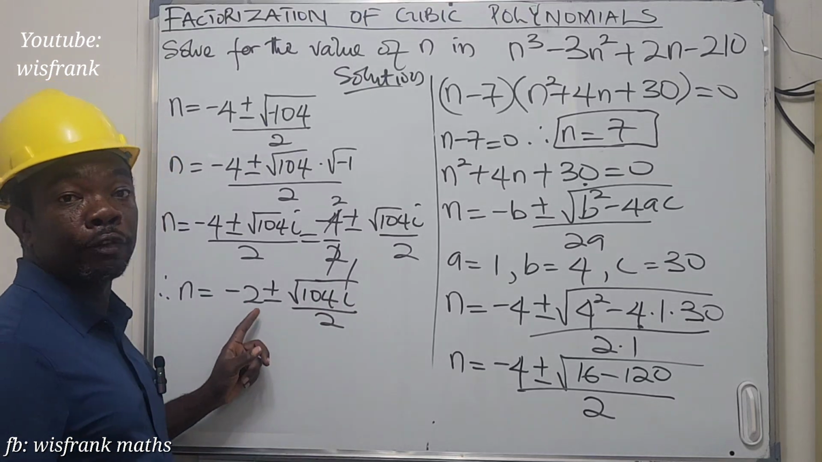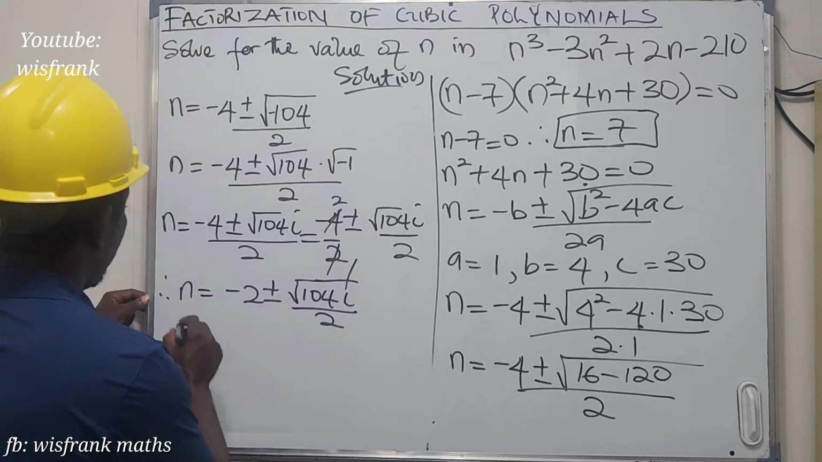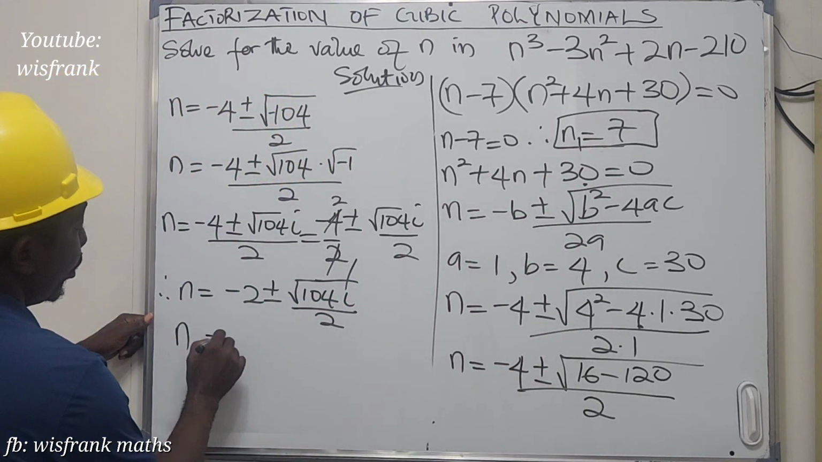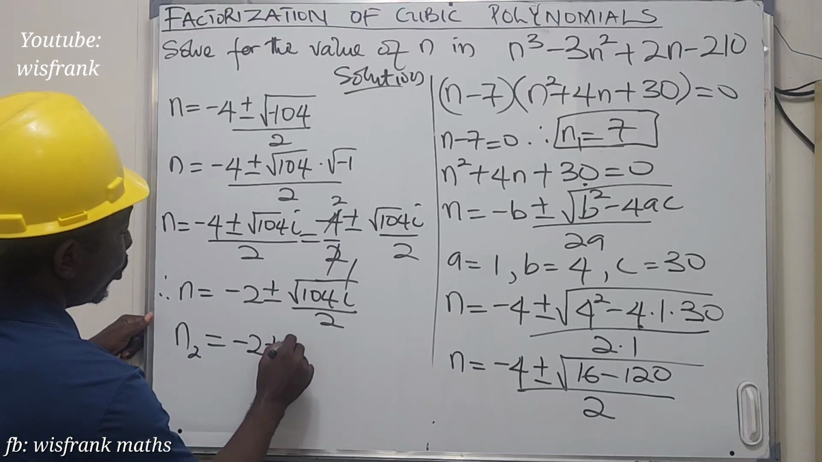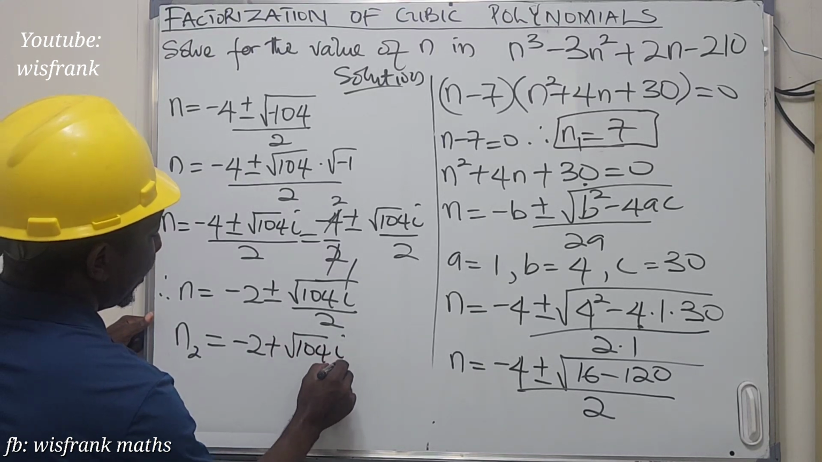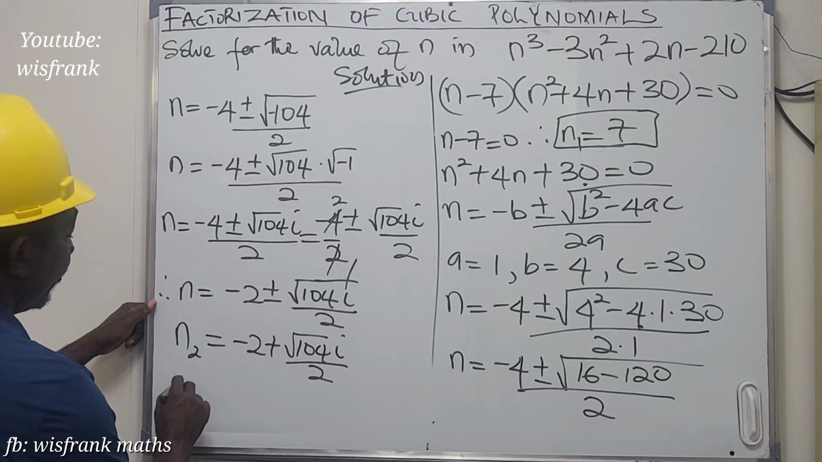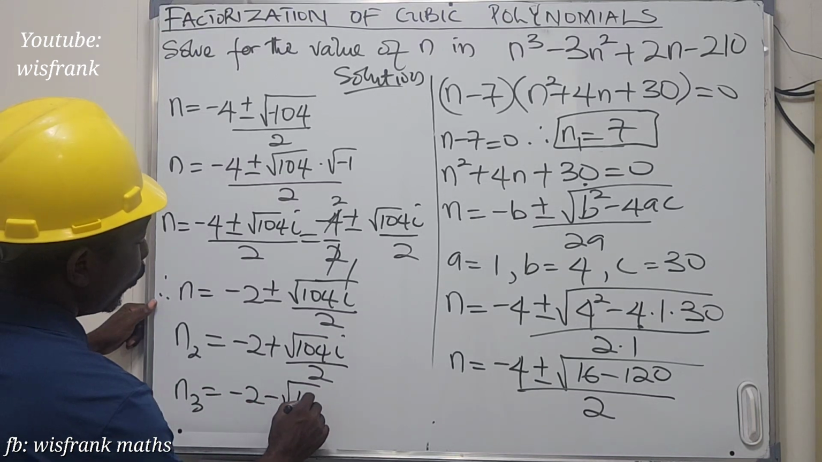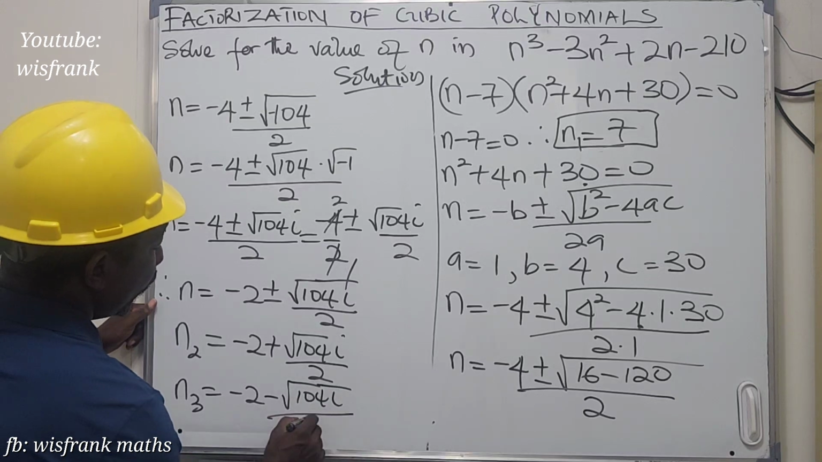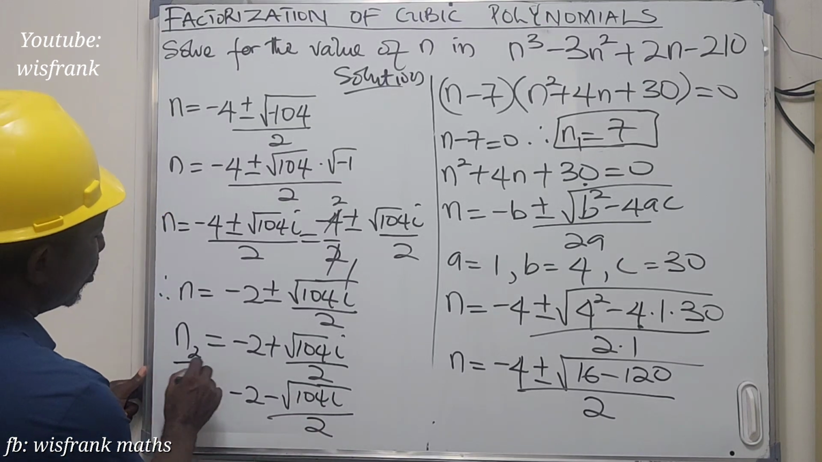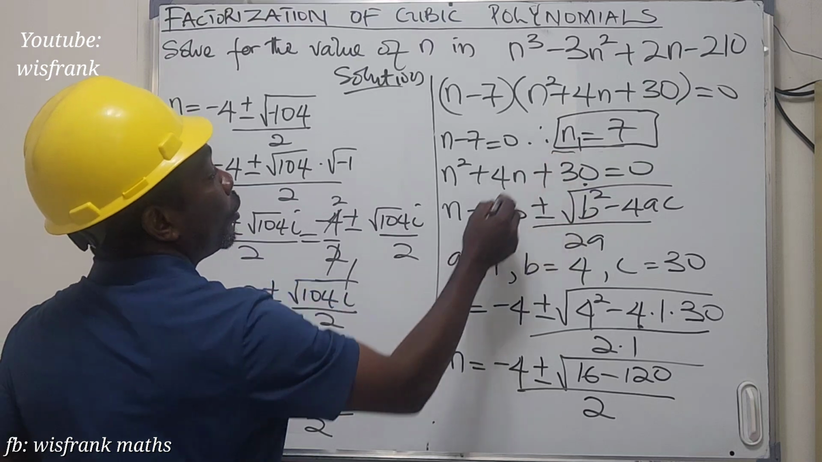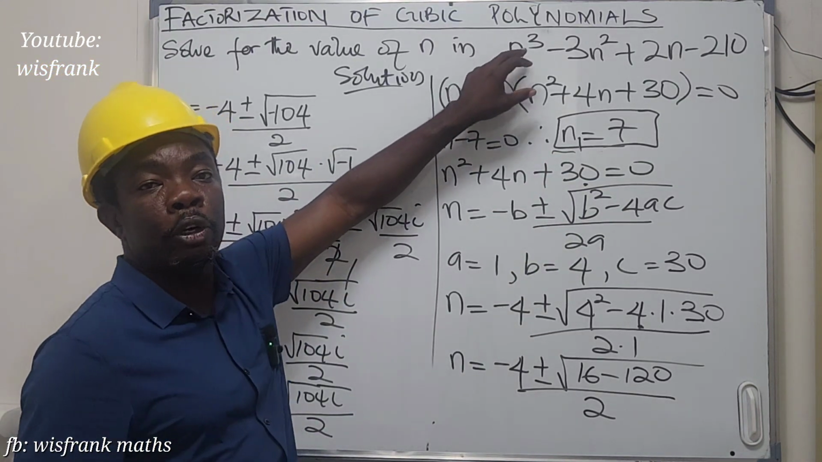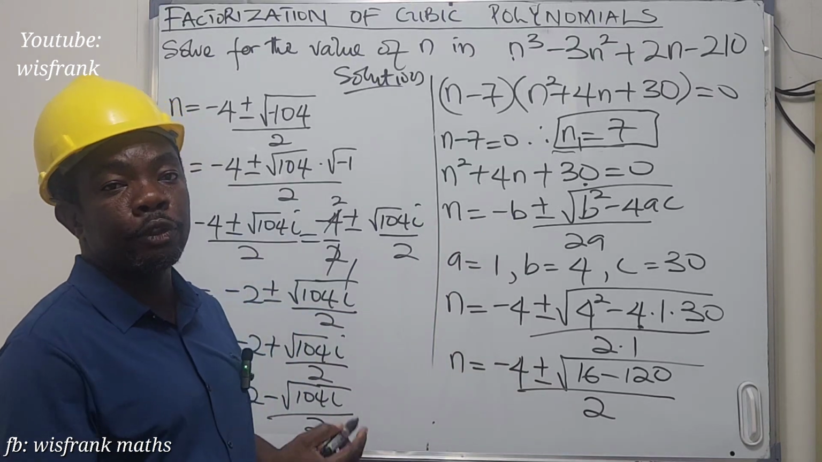So we have two solutions from this. This one was n1, so we have n2 equals minus 2 plus root 104 i all over 2, and we also have n3 equals minus 2 minus root 104 i all over 2. So these are the possible values of n that we've gotten, and they all satisfy this cubic polynomial. Those are the solutions of the cubic polynomial.